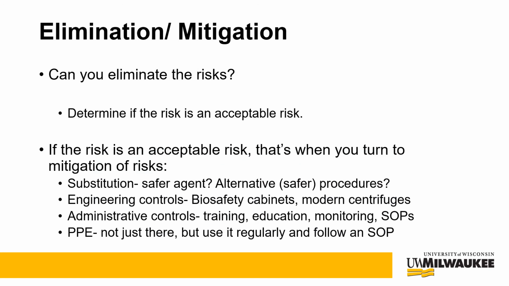So of course, one of the things you want to do to reduce risk is to either mitigate or eliminate the risks. And the easiest way to mitigate a risk is to eliminate it. Of course, in biological research, if you plan on working with an infectious agent, that's typically the greatest risk, and you really can't eliminate it that easily. However, there may be other things to consider. Determine if the risk is an acceptable risk. If you can't eliminate the risk, consider a substitution.